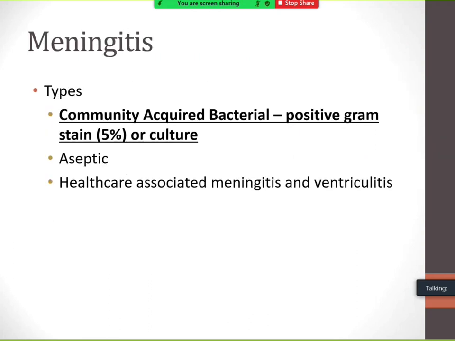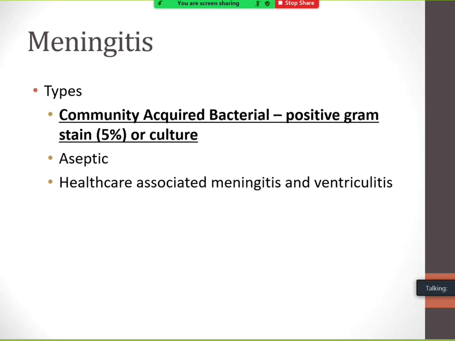I'm just going to focus on community-acquired bacterial meningitis. You only have a gram stain positive in about 5% of community-acquired bacterial meningitis. A lot of that has to do with timing of antibiotics, how sick the patient is, and what the organism is.